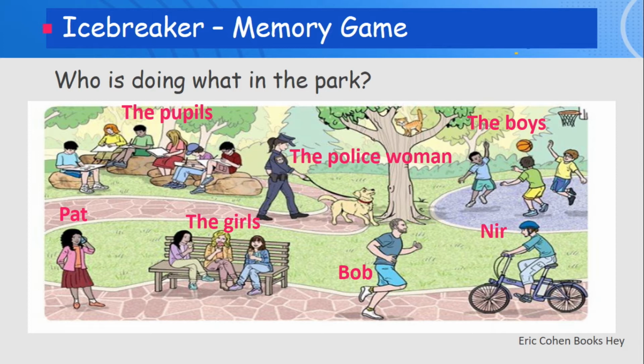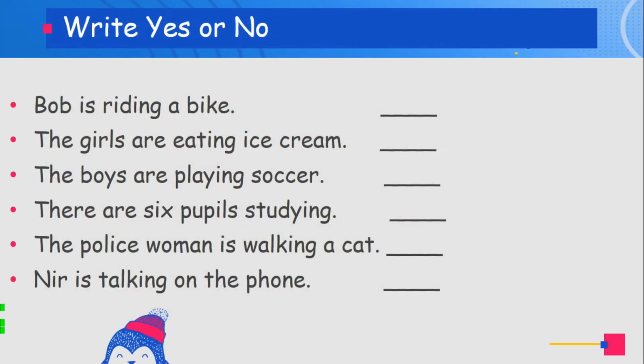Who is doing what in the park? Look at all the different things in the picture. Look at the different colors. Look at the different animals, the different people. Look at the children playing sport. Look at the children working. Now close your eyes and see if you can picture the park. Because remember, it's a memory game. You have to remember what you saw in the park. Okay, are you ready? Let's go.